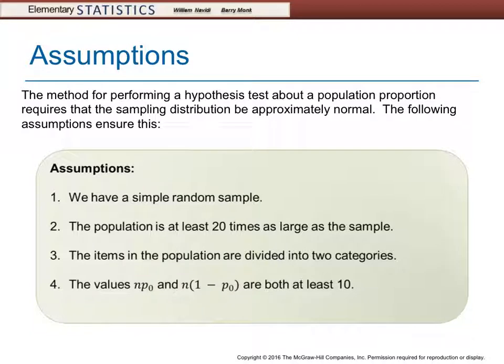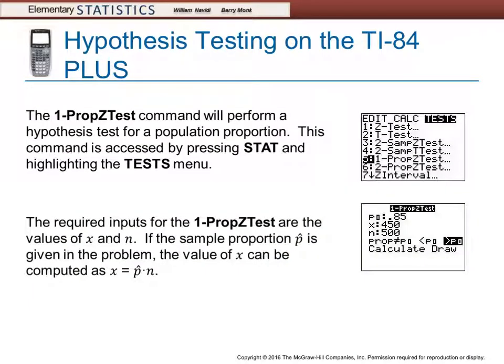So again, we have to check the assumptions about the population proportion. We have to make sure that we have a simple random sample. The population is at least 20 times as large as the sample. The items in the population are divided into two categories, and n times p is greater than 10 and n times 1 minus p is greater than 10. And now we'll go to the next slide.